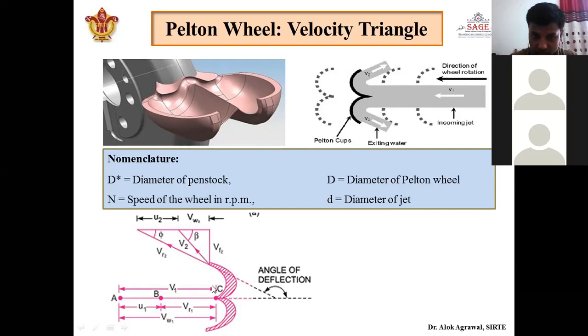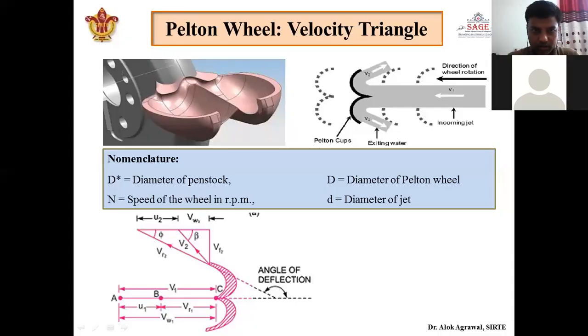But before going into this, we have to know two important terms. First one is jet velocity, and second one is blade velocity. So what is jet velocity? Jet velocity is the velocity at which the jet is coming out. And blade velocity is the tangential velocity of the blade.